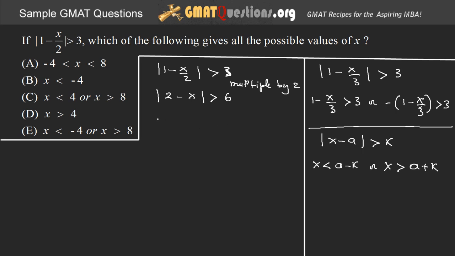Next, the other thing we need to do is to put the x on the left. Basically, the absolute value of x minus 2 is greater than 6. Now, the absolute value of 2 minus x is the same as the absolute value of x minus 2. Why? Because the absolute value of x is the same as the absolute value of negative x. Really, the absolute value of 2 is the same as the absolute value of negative 2.